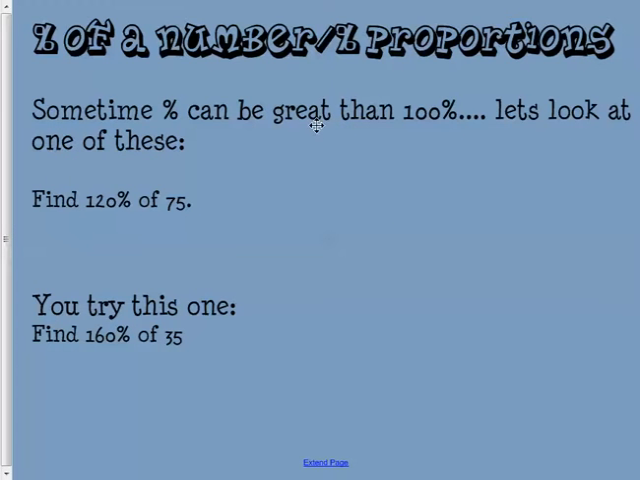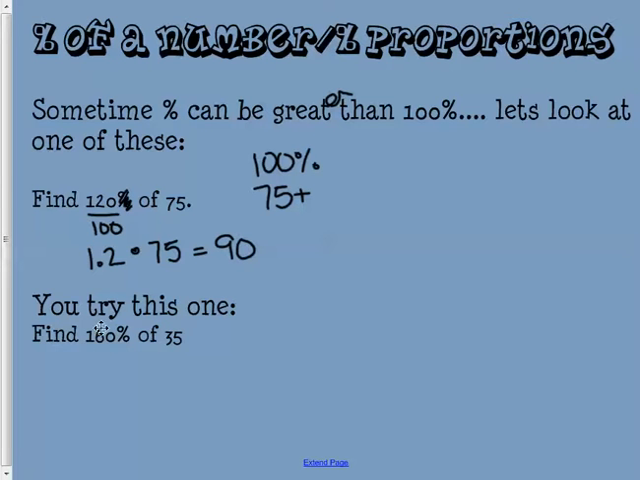Okay, sometimes percent can be greater than 100%. Let's look at one of these. If I'm finding 120% of 75, it has to be 75 and up, okay? Because 100% would be 75. So we want 20 more percent. So what does this look like? Well, divide by 100 to remove the percent, and you get 1.2 times 75. So 1.2 times 75 gives me 90.